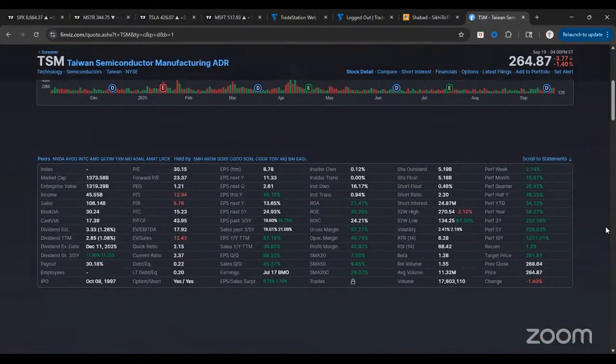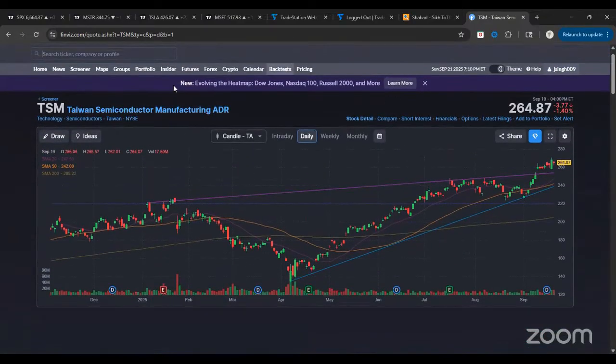Look at that, even less red than Nvidia. Nvidia still had more reds than this company. Literally, I'm looking at 5 red here. TSM is one of the strongest, fundamentally strong companies.